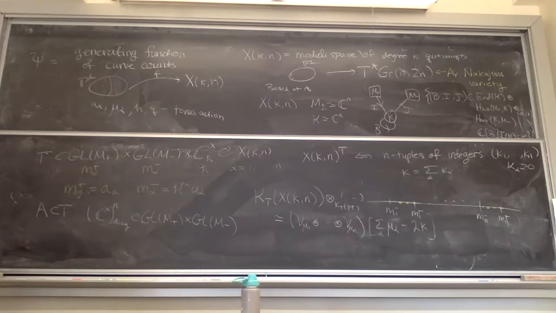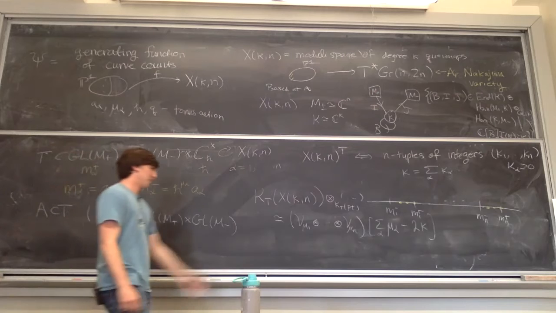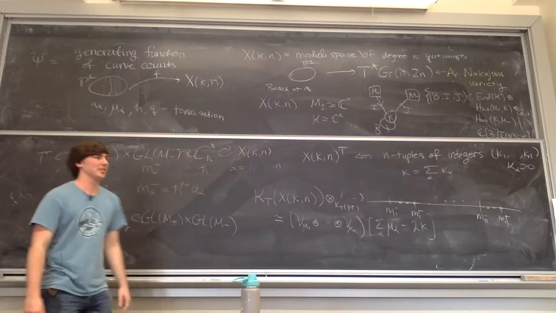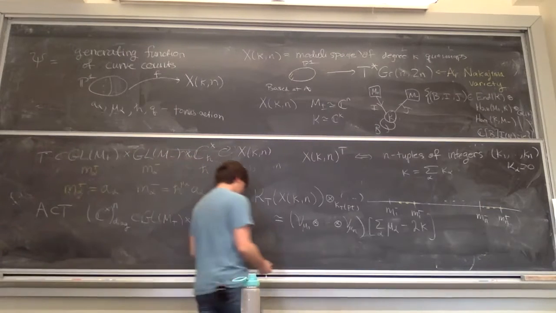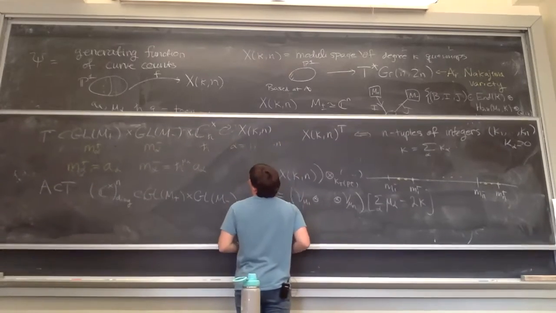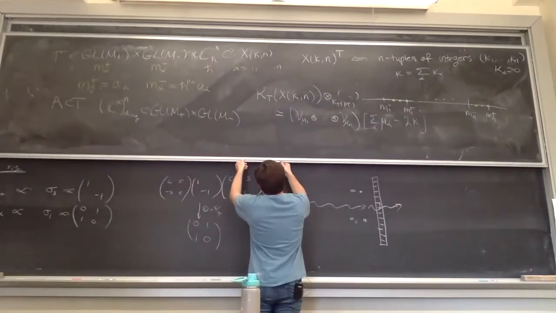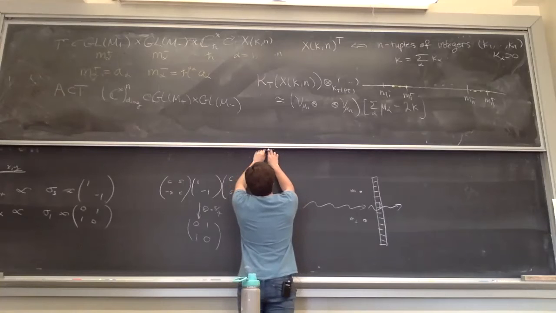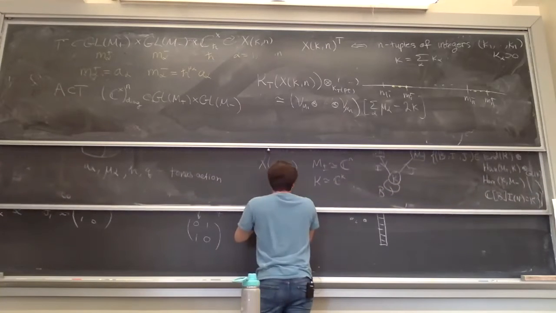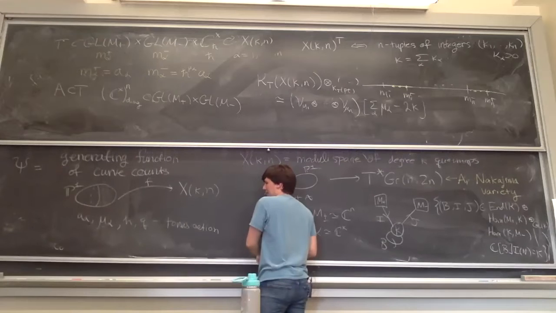All right. So that's the space. This is sort of basic information about it. Now I'll tell you a little bit about what curve counts look like. And this also will be where complex dimension 2 sort of emerges.